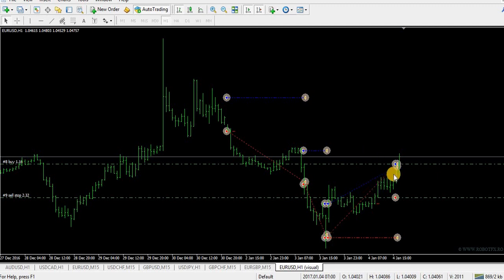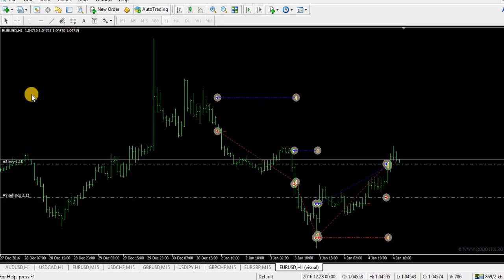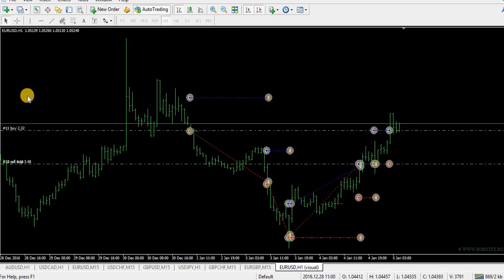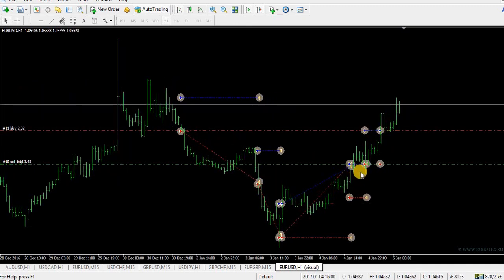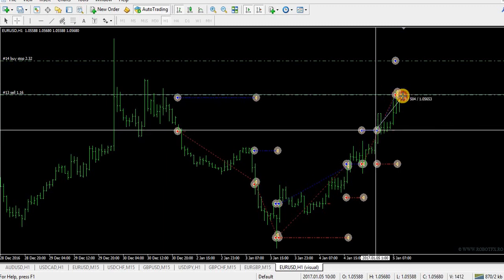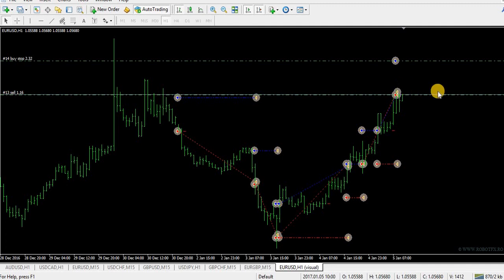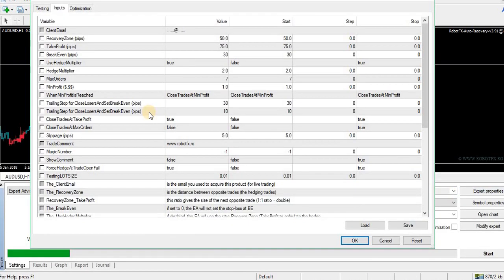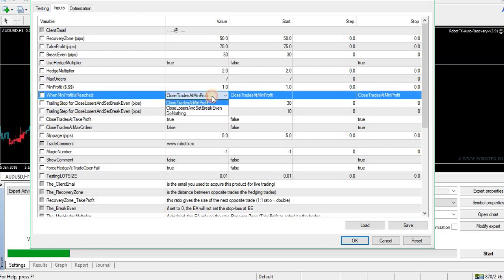We didn't lose anything. Now, same thing happened. We open a buy. Expert advisor places a selling stop. Break even has been triggered. Again, a sell. Another buy, and we have a hedging basket again. An open sell and an open buy and a pending sell. And the price again reaches minimum profit, and the trades are closed. This is hedging, and this is what it does when minimum profit is reached, set to close trades at minimum profit.